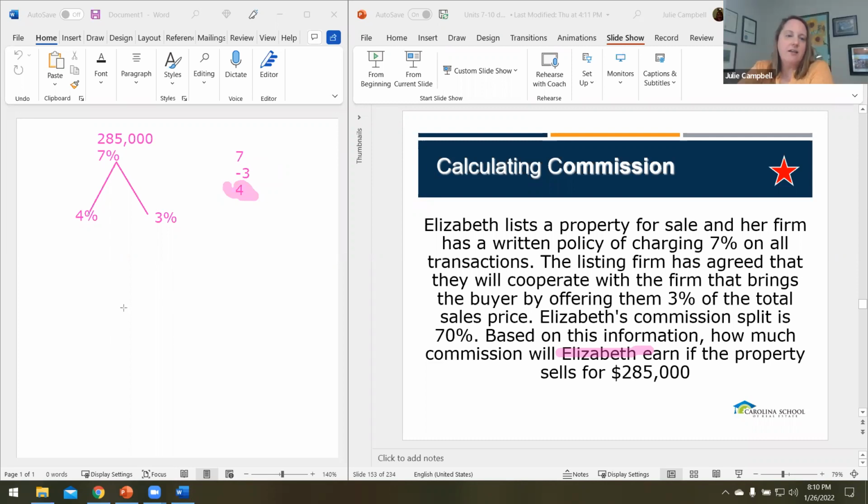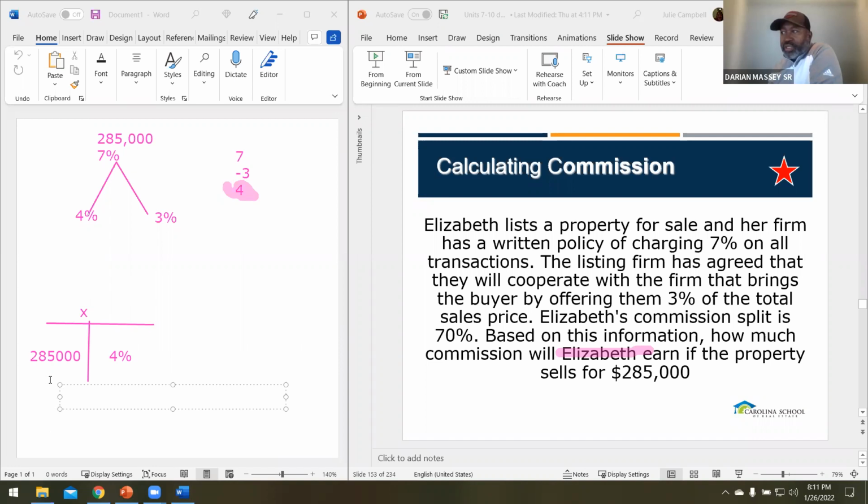The listing side gets 4% of the sales price. Sales price is $285. They get 4% of that. So how much is the listing side going to get? $11,400. That's 4%. So we get on the listing side $11,400. That's how much the side collected.